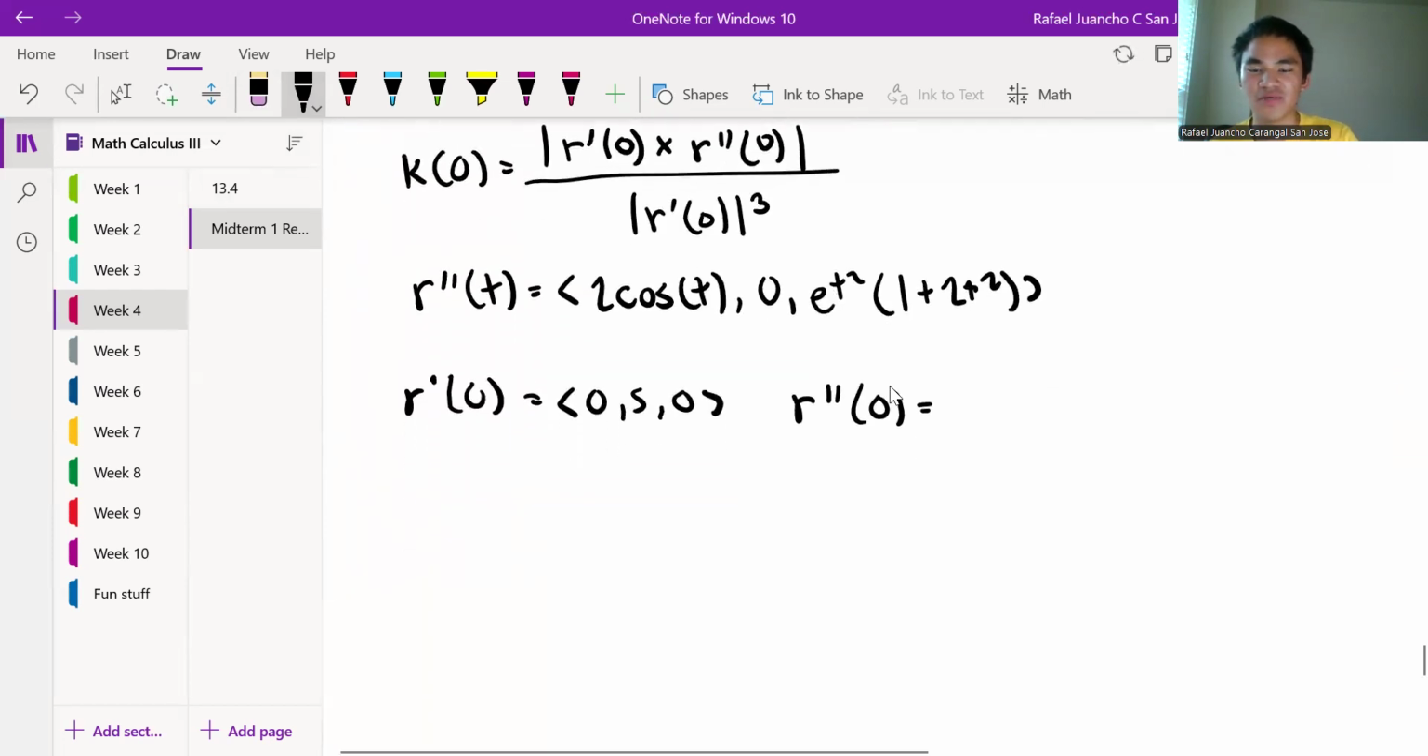Okay. So now that we have that, let's plug in the zeros. Cosine of 0 is 1, so I got 2 times 1 here. This is constant number 0. This is a 1 plus 0, so that's just 1. Nice. Now we've got their cross product.